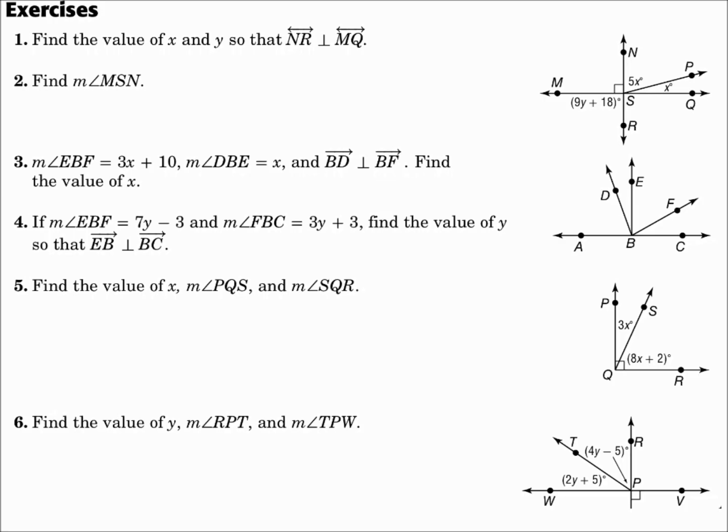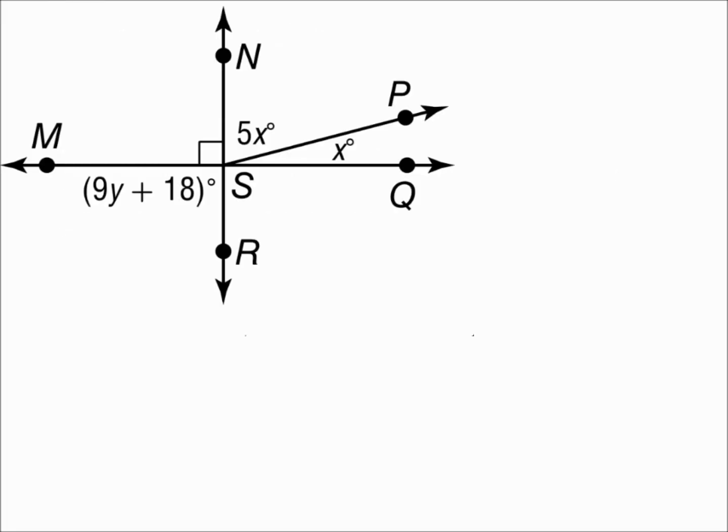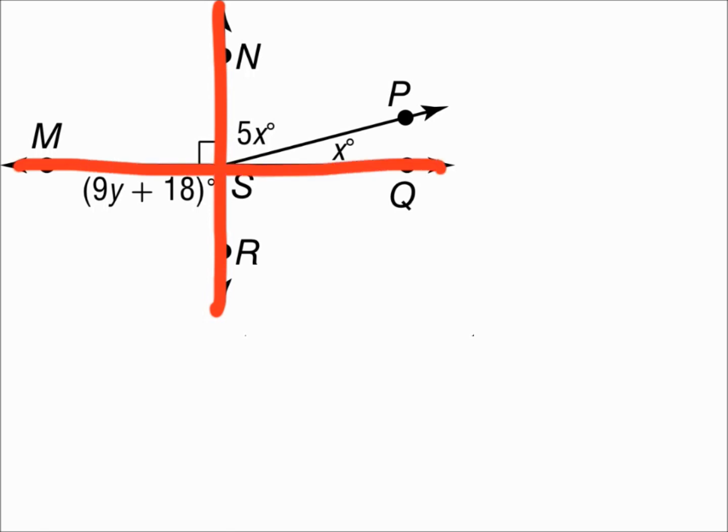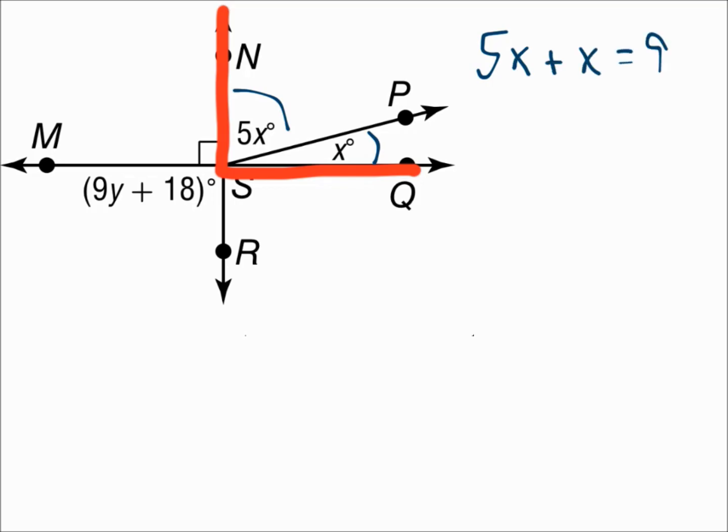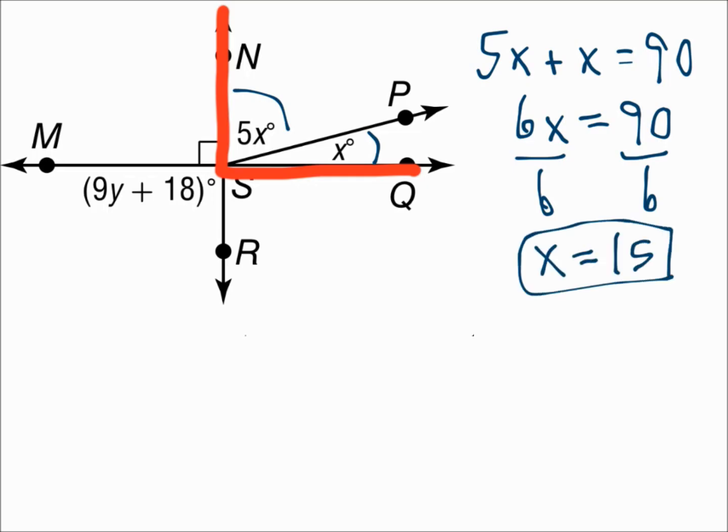Number 1. Find the value of x and y so that line NR is perpendicular to line MQ. So we need these two lines to be perpendicular, which means that we need four right angles here where they intersect. For the x's, notice that the two angles with the x's form that angle when you put them together, and that angle has a measure of 90. So these two angles will add up to 90. 5x plus x equals 90. 5x plus x is 6x, and when you divide by 6, x is 15. And that works because the two angles with the x's together make 90 degrees.